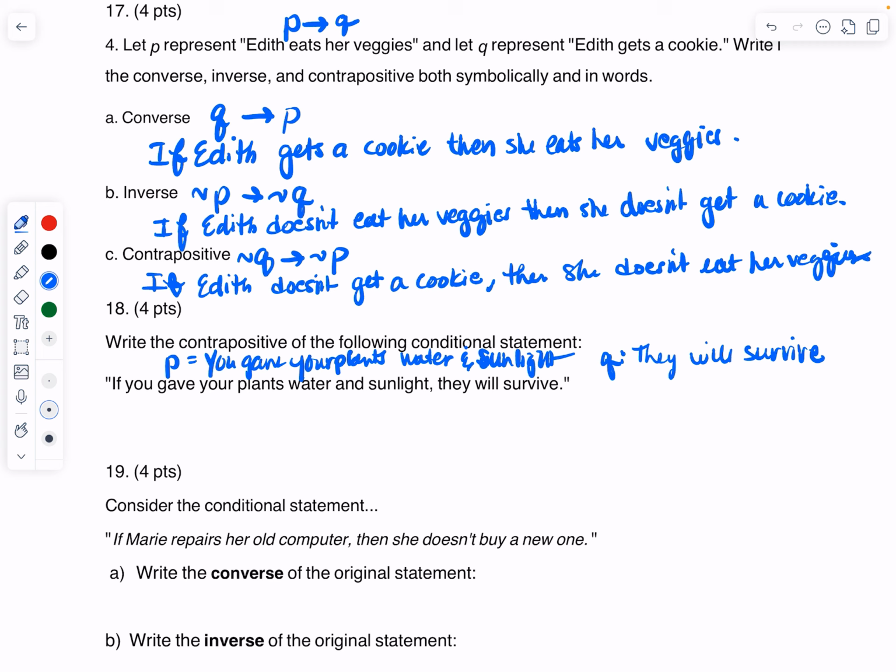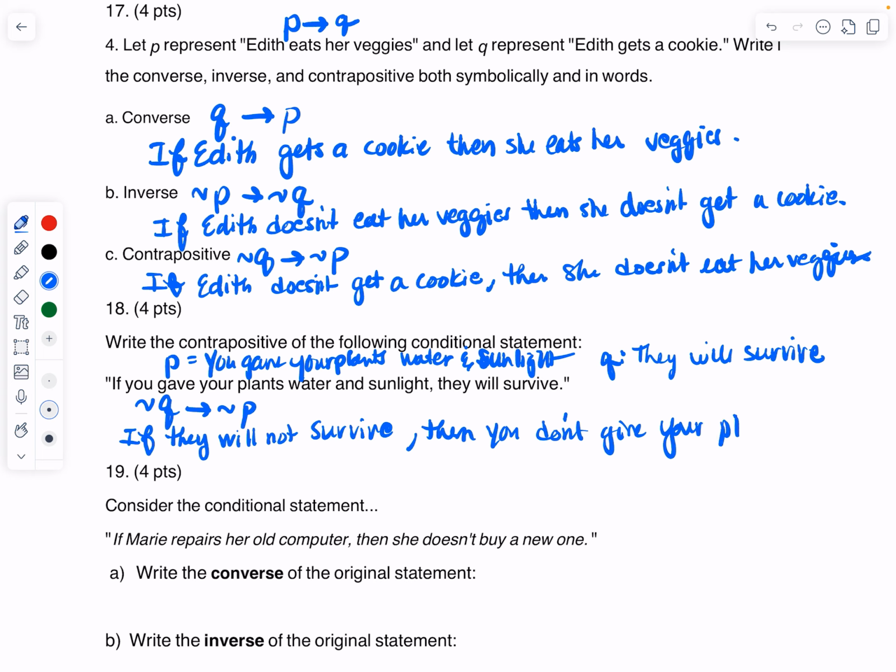Okay, once I figure out that, now I need the contrapositive. So the contrapositive is negation Q, then negation P. So if they will not survive, then you don't give your plants water and sunlight.